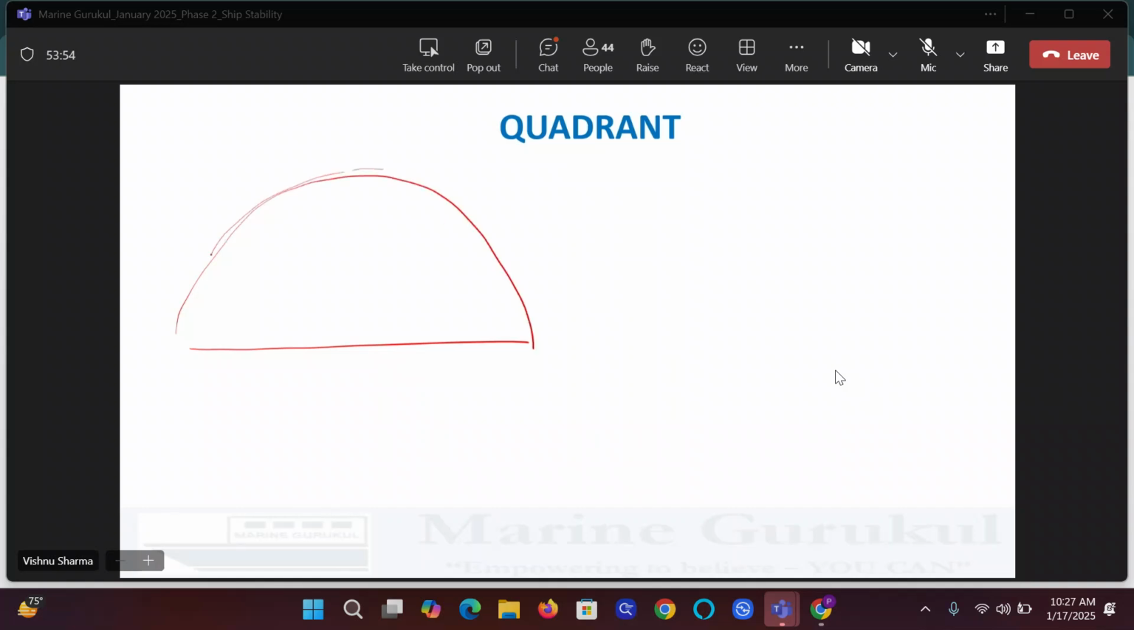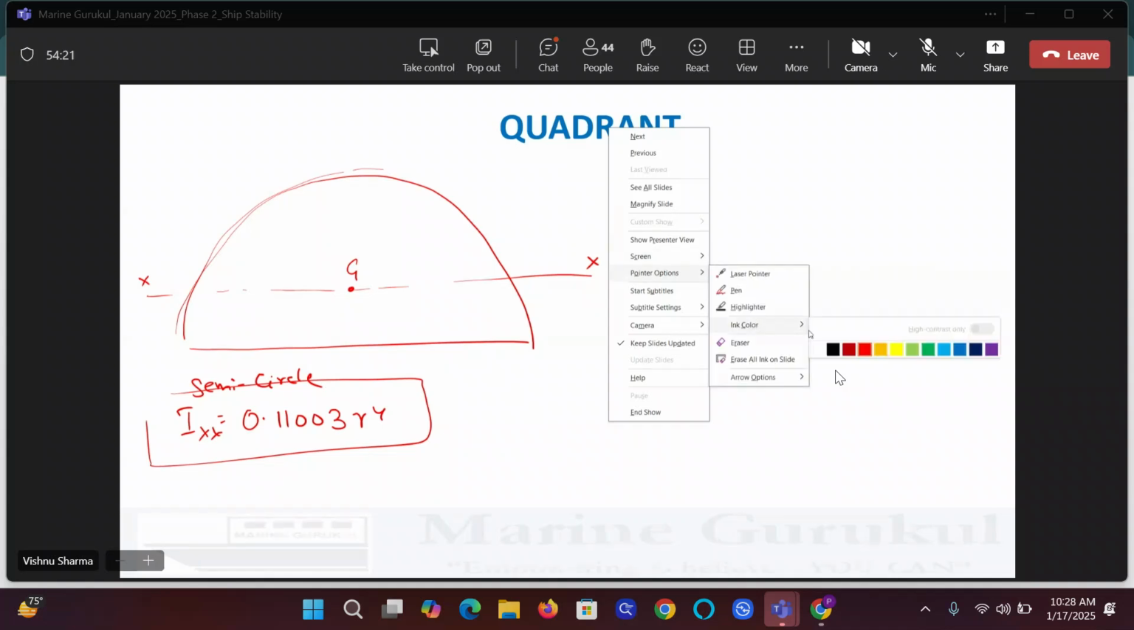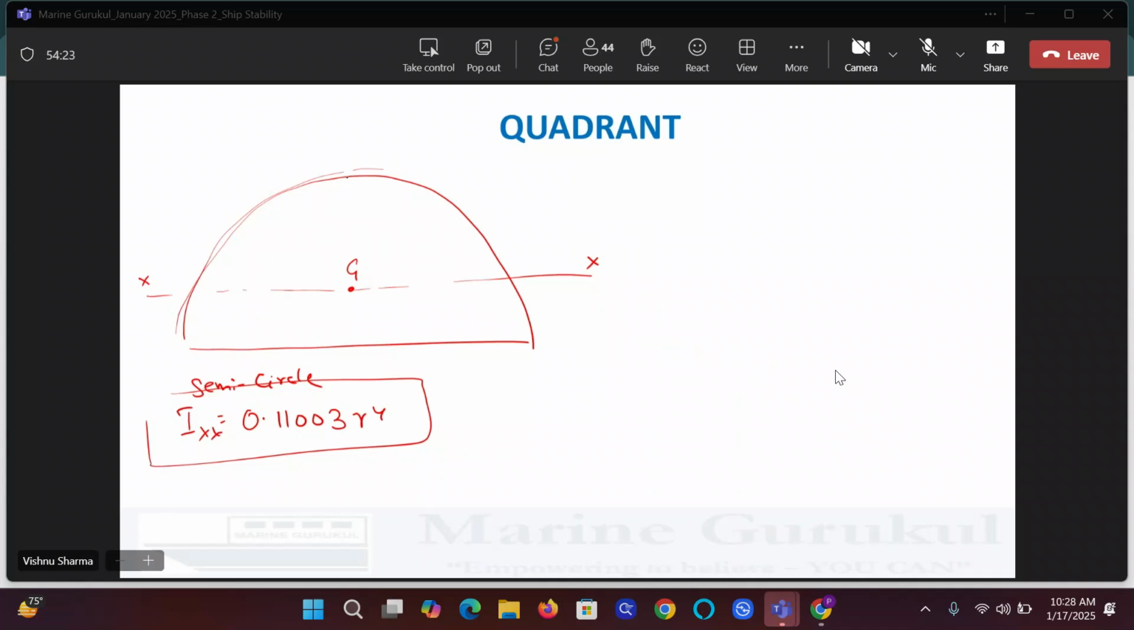On the previous slide, we had a semicircle, guys, and here was the geometric center of the semicircle, and we had drawn the axis XX and IXX we had written there as 0.11003 r raised to power 4. Does everybody agree this is for the semicircle? Now, I'm taking a quadrant, say, this quadrant. Now, where is the geometric center of the quadrant? We just said it is here.